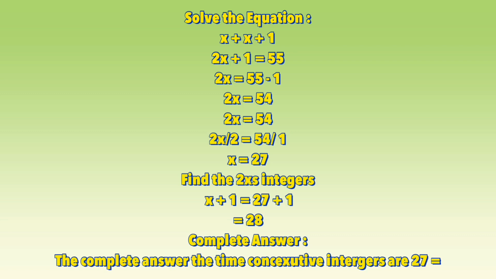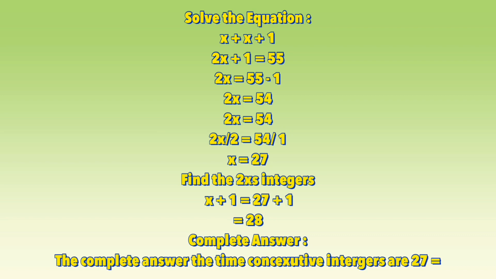Since we're solving for x, we're going to divide both sides by 2. 2x divided by 2 equals x, and 54 divided by 2 equals 27. Then next we're going to find the second consecutive integer. X plus 1: the value of x is 27, plus 1 equals 28. So the complete answer, the two consecutive integers are 27 and 28.